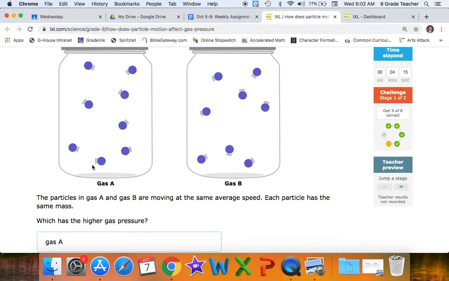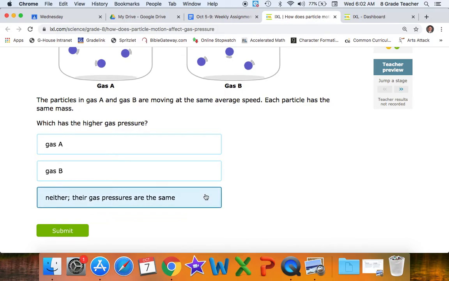So let's count them. In gas A, I have 1, 2, 3, 4, 5, 6, 7, 8. In gas B, I have 1, 2, 3, 4, 5, 6, 7, 8. If all three of those factors are the same, the number of particles, the average speed of those particles, and the mass of those particles, they're going to have the same exact pressure.